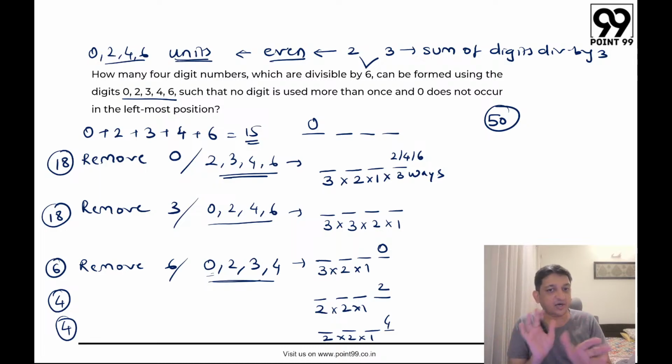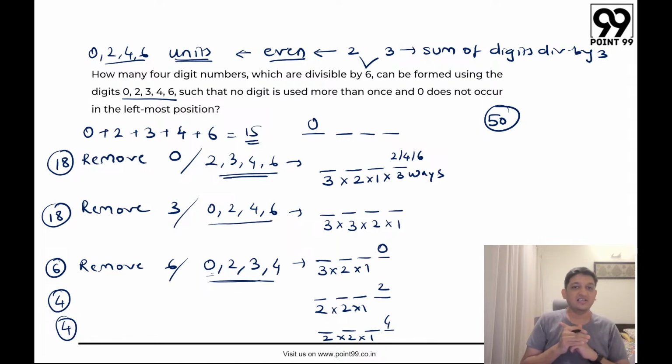Is this clear? Any doubt in this question? I know there is a bit of permutation and combination involved in this, but generally at the CAT you will find these kind of questions. जहाँ पे number theory भी है, divisibility, and in terms of permutations and combinations, basic arrangements is what you have.